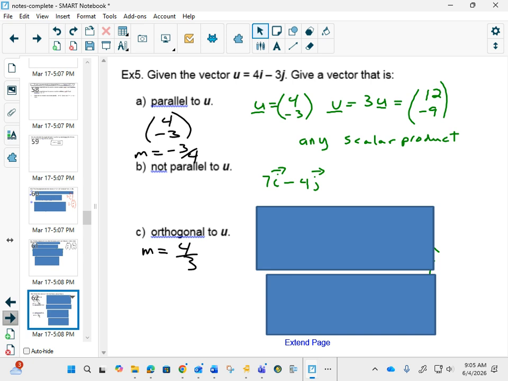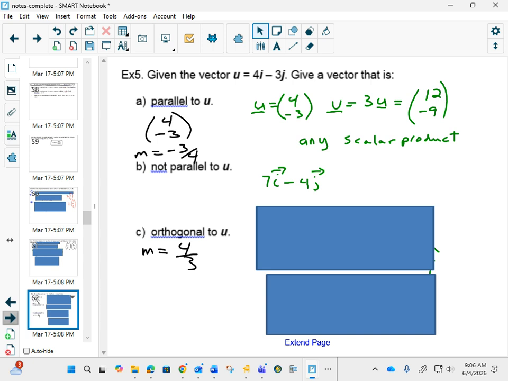Most likely. But I would have to double check it with my math just to make sure. But when they ask for orthogonal, now you have two different ways you could do it. You could do the dot product and say I need something to be 0. That would probably be more helpful with 3-dimensional. If you could go back to grade 10 math and say, what do we know about slopes of perpendicular lines?